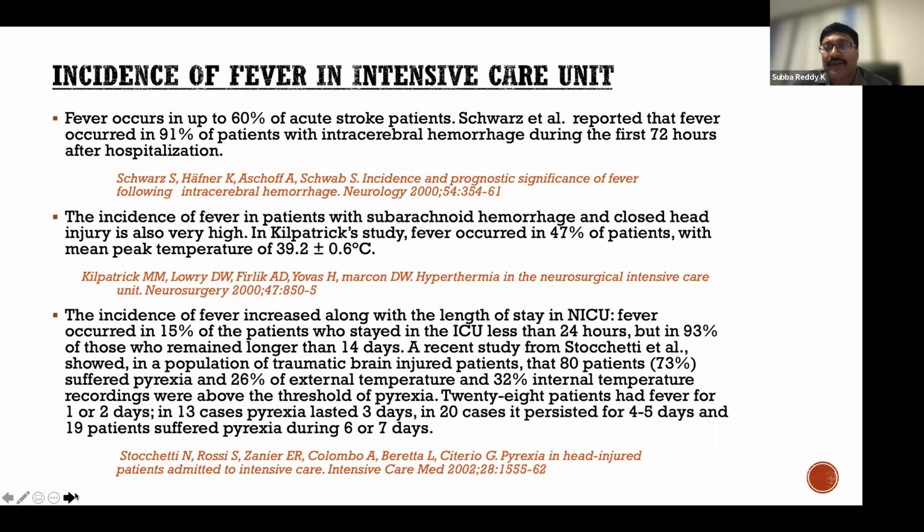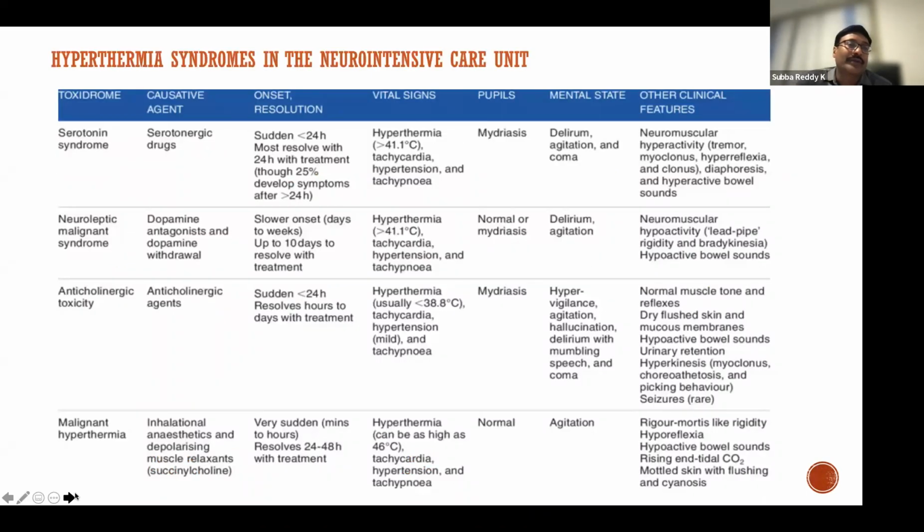So the risk of getting fever is very high, and there is evidence to say that if they have fever, the mortality will increase when compared to patients with no fever. Coming to hyperthermia syndromes in the neuro-intensive care unit, we have serotonin syndrome. This is caused mainly because of the serotonergic drugs, and it occurs suddenly within 24 hours, and it resolves with treatment within 24 hours.